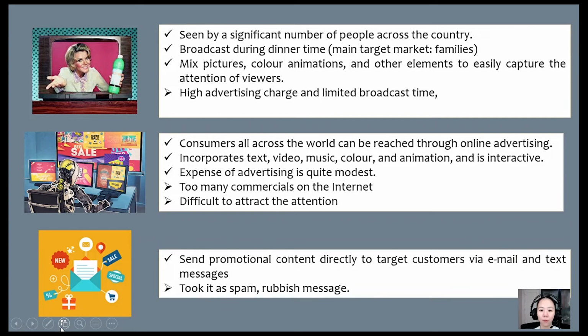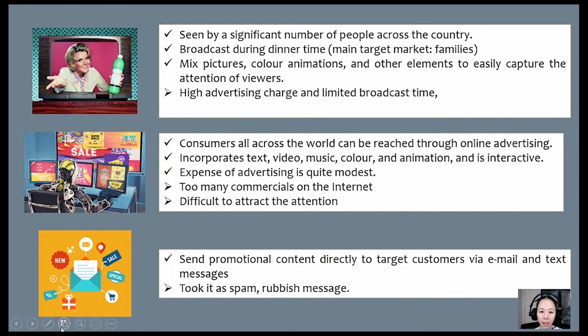The commercials on television are seen by significant numbers of people across the country. Our advertisement will be broadcast during dinner time because the main target market for Marine Museum is families. This is the prime time for families to gather together. The relatively high advertisement charge and limited broadcast time are the disadvantages of television commercials. For the advantages, a TV commercial mixes picture, color, animation, and other elements to easily capture the attention of viewers.